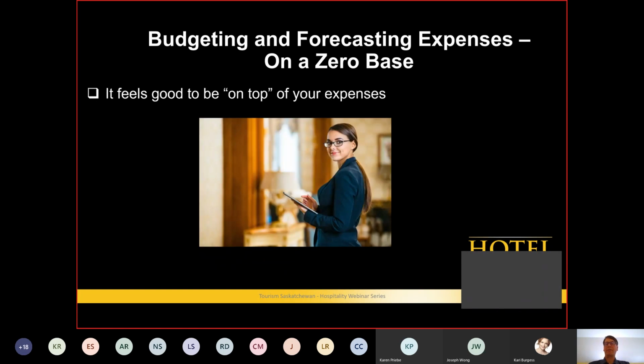Okay, and just to wrap things up, it feels really good to be on top of your expenses. Nobody wants to go to work tomorrow to have to go to a meeting and explain why there's a big variance from the forecast to the actual expense or payroll or even revenue numbers. Being able to accurately forecast your expenses is really good and it feels good. You should take a lot of pride in being able to do that.